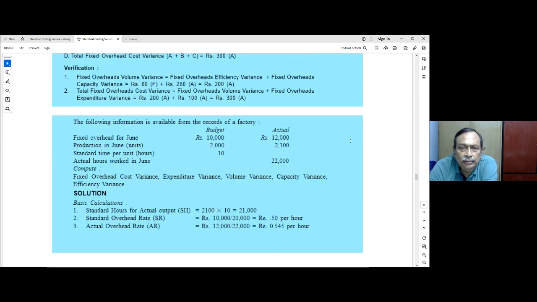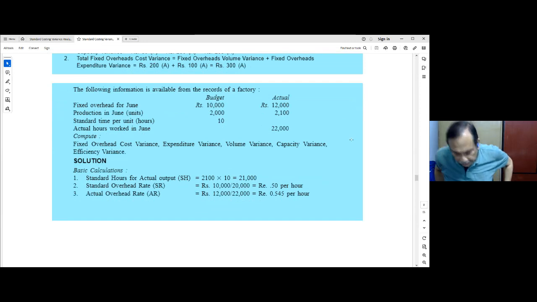Now we are going to solve the next problem. This is an important question which is coming in the examination hall, and it has come many times. The following information is available from the records of a factory. We are given budget and actual. Fixed overhead for June, rupees 10,000 is the budget. For actual, it is 12,000.